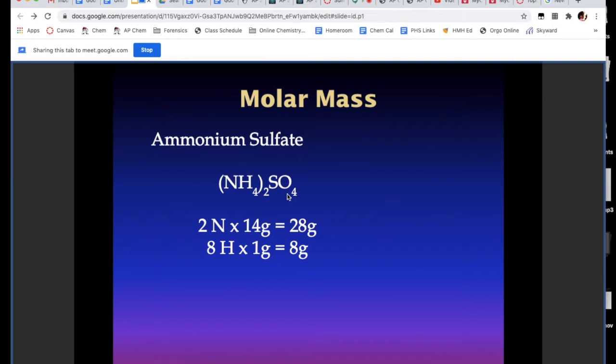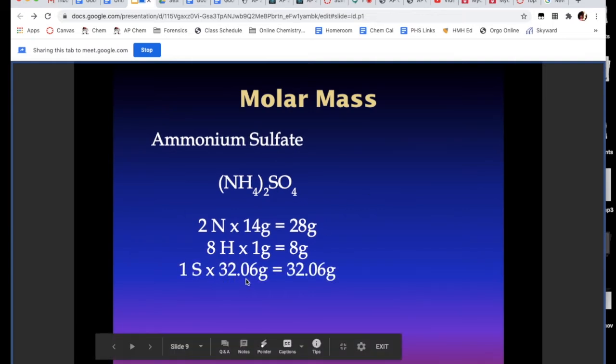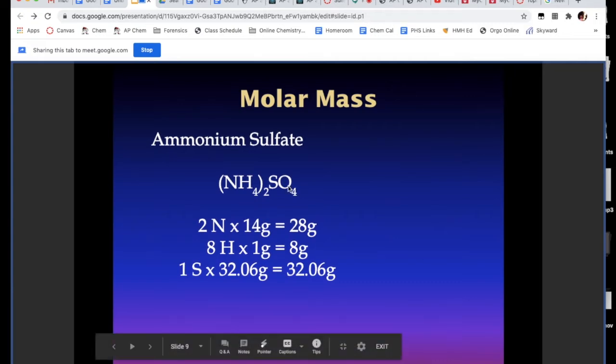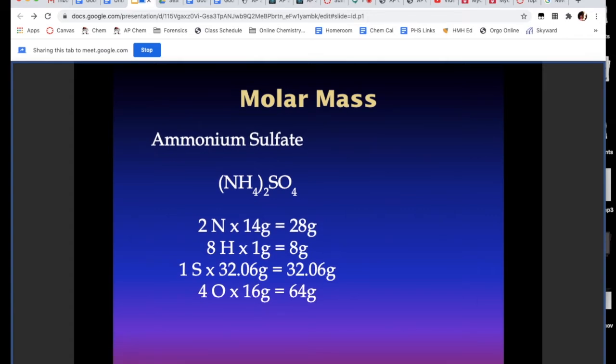I have 1 sulfur. That 4 does not talk about that sulfur. So 1 sulfur is 32.06. If you did 32.1, congratulations, you can round. That's awesome. Still fine. And then you have 4 oxygens. So 4 O's times 16 gives you 64 grams. Add them all up, and you get 132.06 grams per mole. And that's how that works.